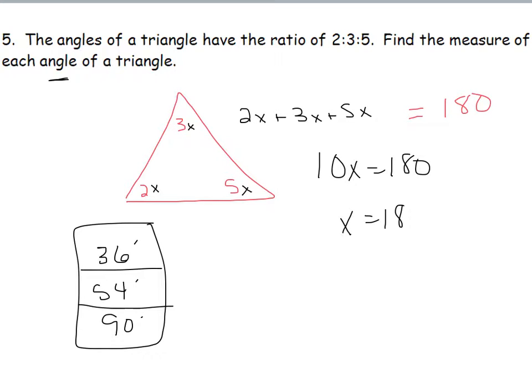All right, so when you added this up, you should get 10x is 180, so your x is 18. Then when you plug it back into each one, you should have had 36 degrees, 54 degrees, and 90 degrees.